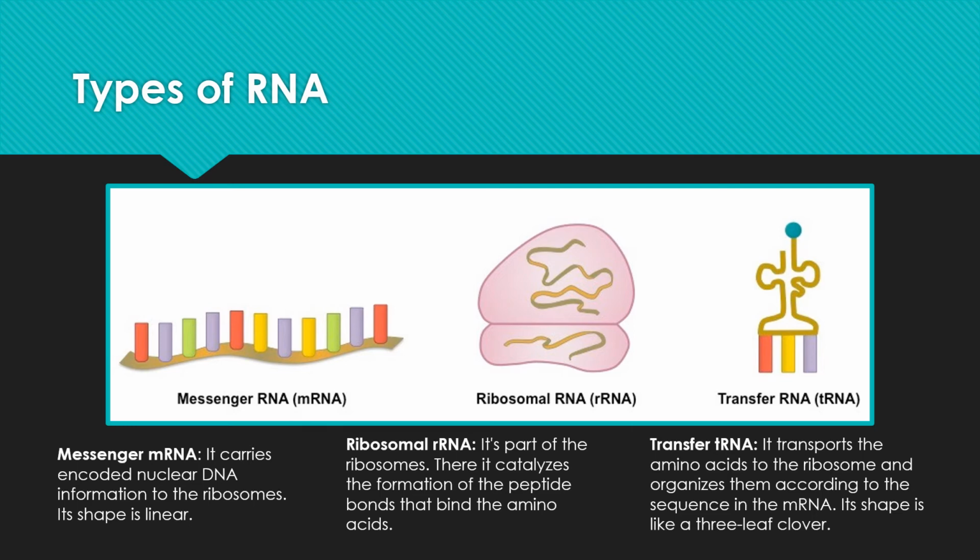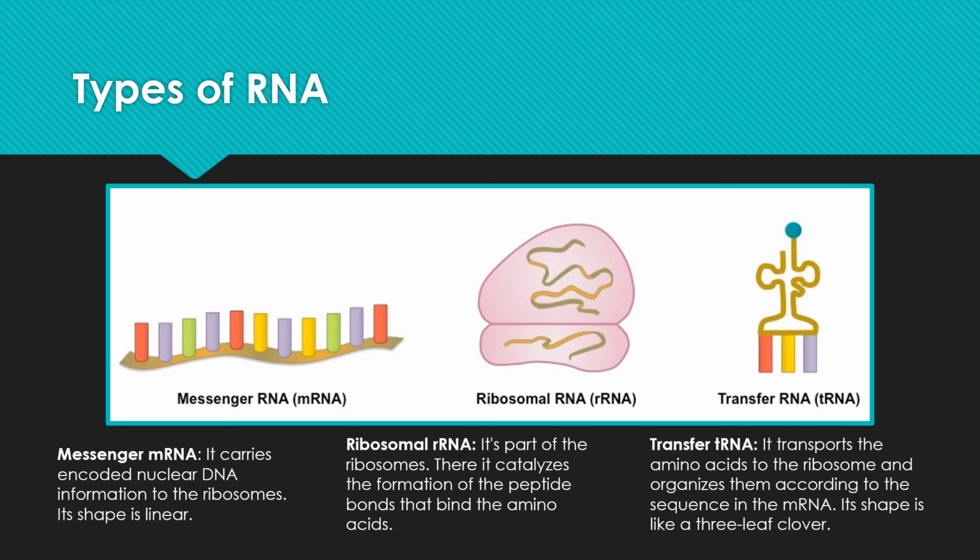Messenger RNA. The function of the messenger RNA is to encode nuclear DNA information and transmit this information to the ribosomal RNA. The ribosomal RNA is the RNA that is inside of the ribosomes. Ribosomes are made up of ribosomal RNA and have 2 units, the major unit and the minor unit. The function of this RNA is to catalyze.